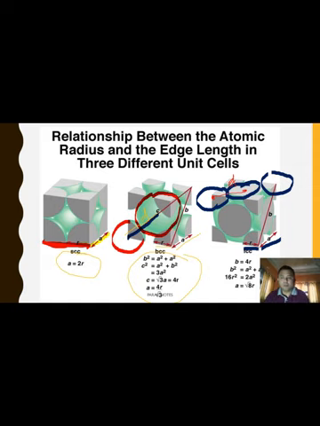So we are going to see now in these three cases what exactly the relationship is between the atomic radius, which I am taking as R, the edge length of the cube, which I am taking as A, and D, standing for the distance between the nearest spheres. Now we'll divide our unit cell into three parts. The first one is the simple cubic cell. The second one is BCC, the body centered cubic cell, and the last one is FCC, or face centered cubic cell.